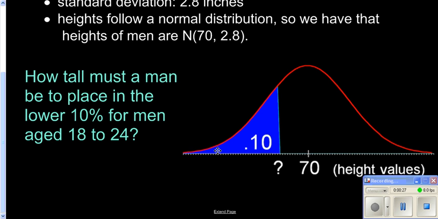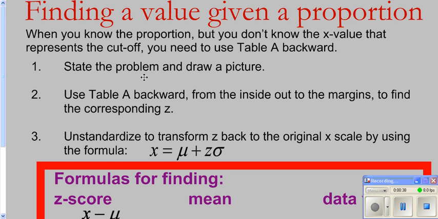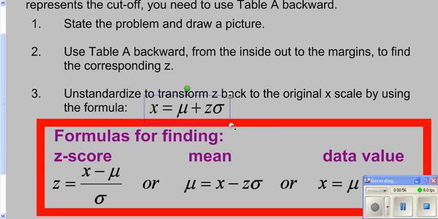So in other words, we'd have 10% here. How far over do you have to go before you would get to the edge of that 10%? This is really a reverse z-score process. So when you're going backwards to find that data value, when you're given a proportion, you want to go ahead and start out by finding your proportion in the middle of your z-score chart and then using your reverse z-score formula, which is right here.